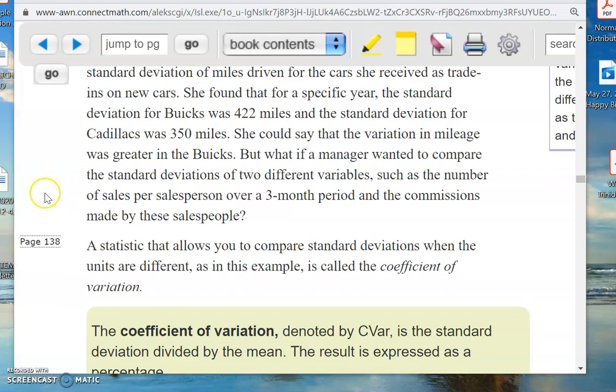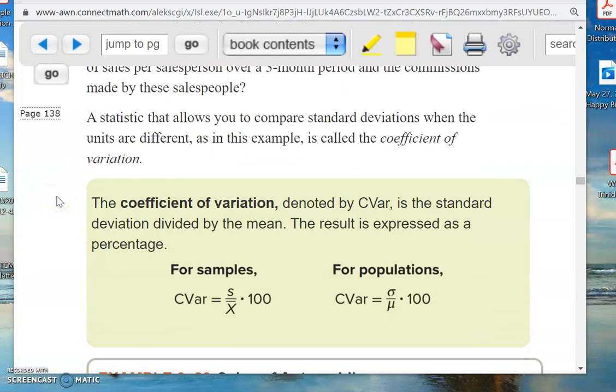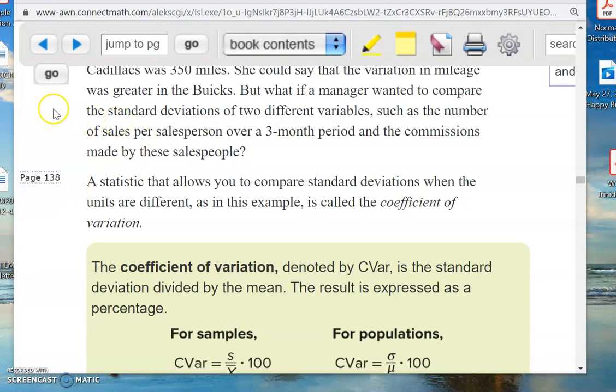On the other hand, let's suppose you want to compare something else. You want to look at the standard deviation of 2 different variables: the number of sales per salesperson compared to the commissions made by these persons. Well, they're different, right? On the one hand, you're talking about the number of sales. On the other hand, we're talking about dollar commissions made by these salespeople.